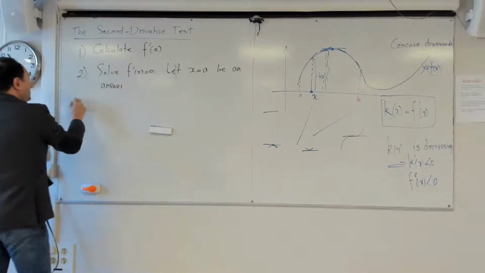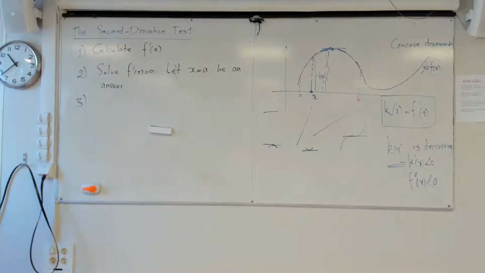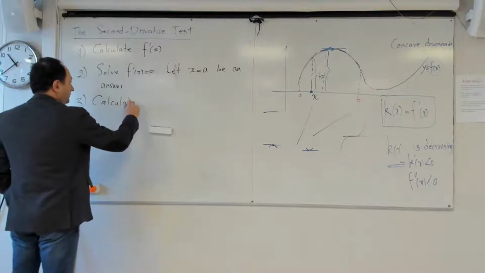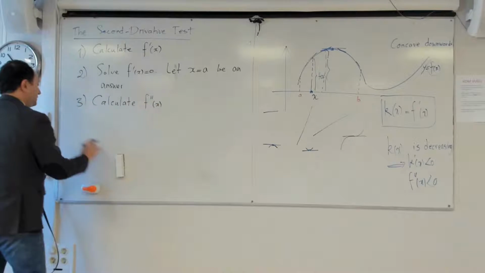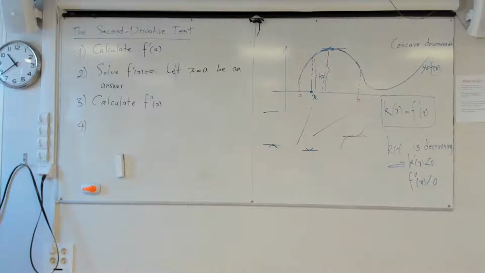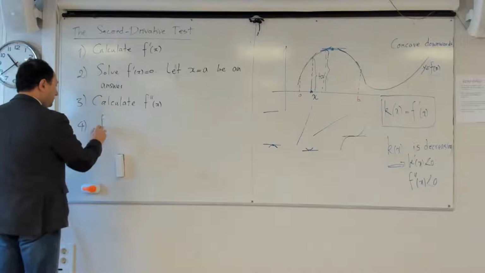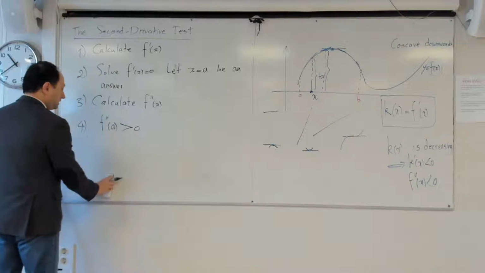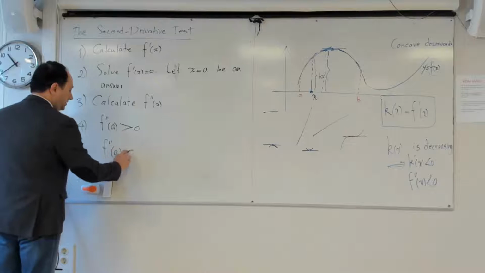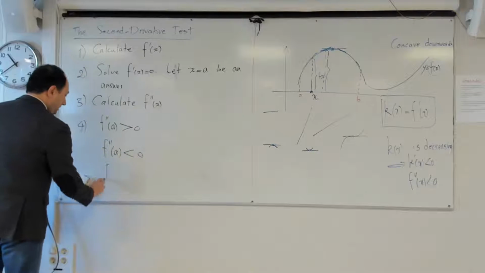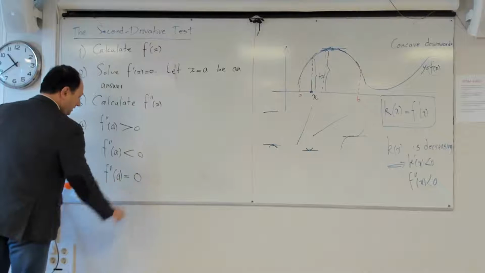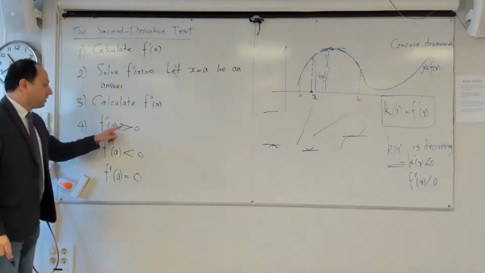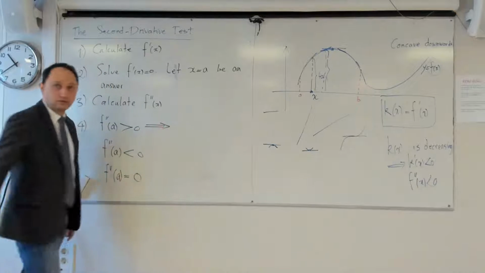Okay, number 3. Can you continue? Calculate f double prime. Yes, calculate f double prime. Number 4. f double prime of a, yes? What can you conclude? f double prime of a is what? Positive. f double prime might be negative. And that is the unfortunate thing that might be, we are very unlucky, that f double prime is also equal to 0.